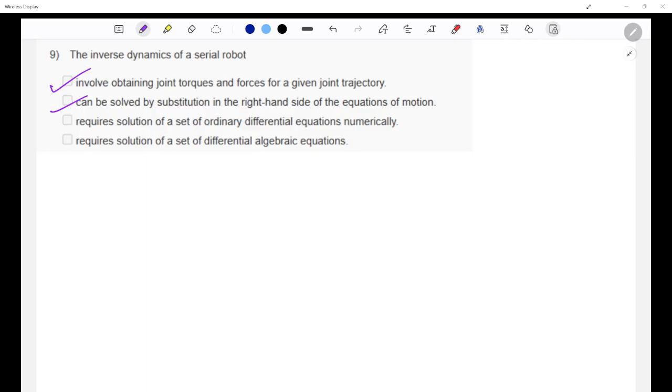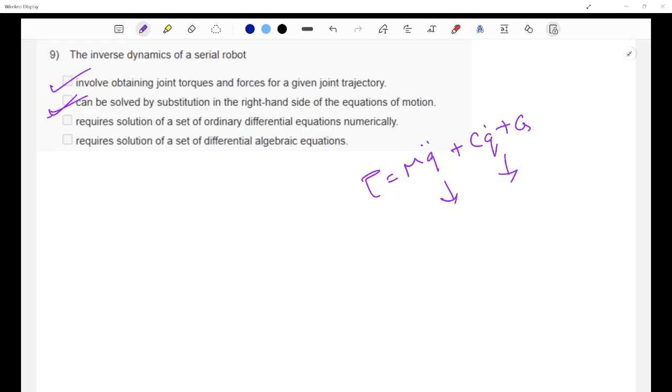And why is it correct? Because inverse dynamics is very straightforward mathematically. We already know q dot, q double dot. We substitute them and there is no differential equation. So in this equation, torque is equal to M q double dot plus C q dot plus g. We can substitute them directly. There is no differential equation needed to be solved. It becomes a direct algebraic computation. Okay, so this is also correct. So that is why inverse dynamics can be computed very efficiently.